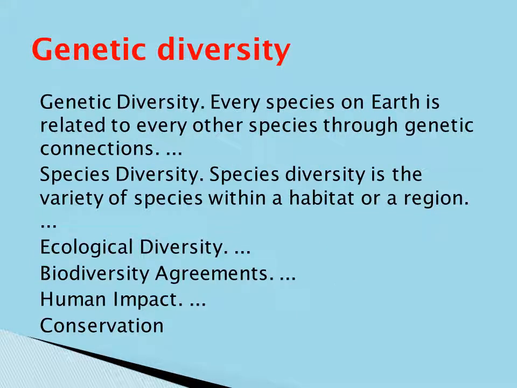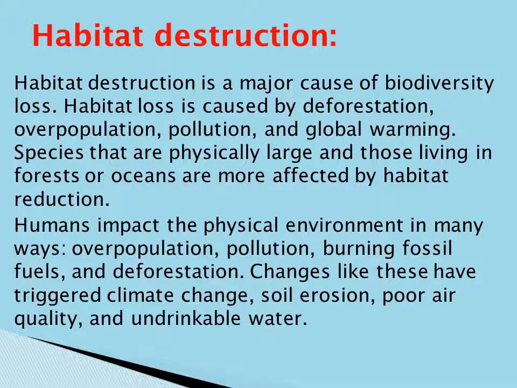The genetic diversity. Genetic means hereditary, something from your grandparents, you get it to your fathers, then from fathers to you, your parents to yourself. Genetic diversity: each species on earth is related to every other species through genetic connection. Species diversity is the variety of species within a habitat or a region. What is ecological diversity? Biodiversity, human impact on it, and conservation. Ecological biodiversity is the diversity, variety in ecology, in the species, in their living places.